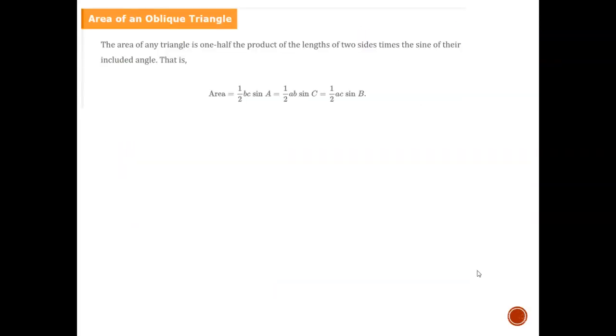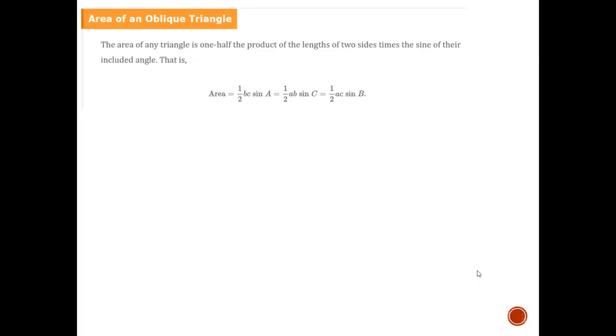Okay, so area of triangles. Now there are different formulas to find the area of a triangle. The most common one, the one I remember, is 1/2 times base times height. But we're going to present different formulas to find area. They all work. It is just going to be a matter of what is given or what you can get.